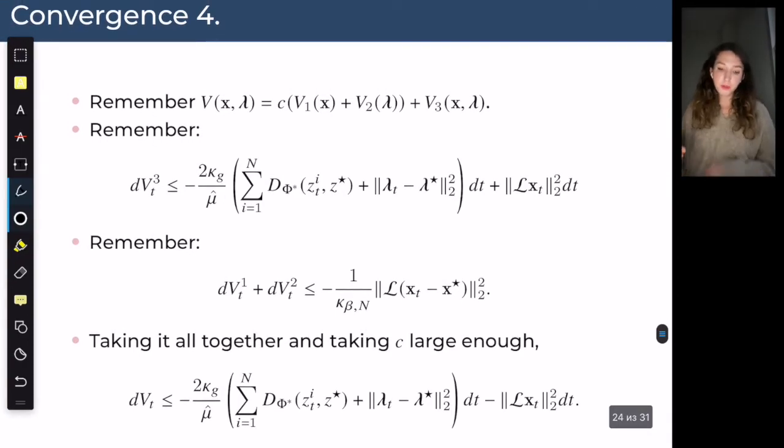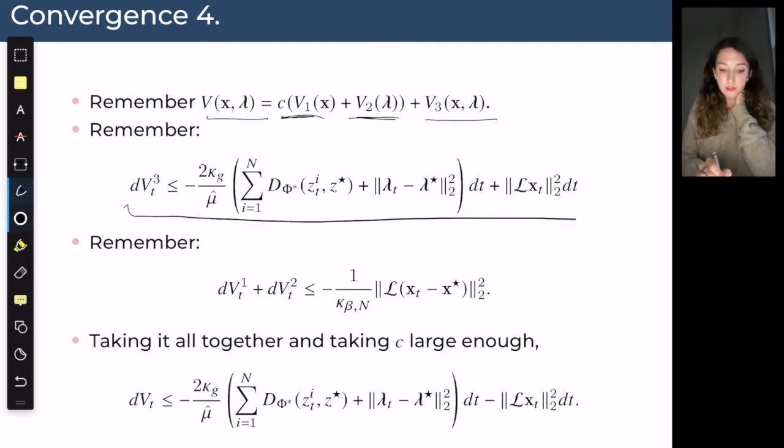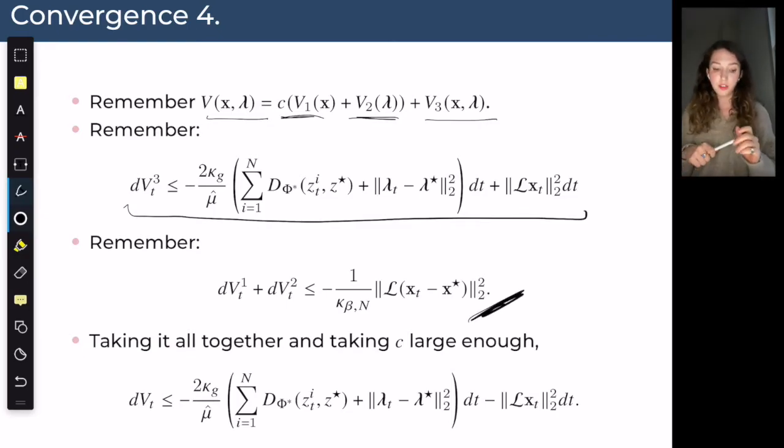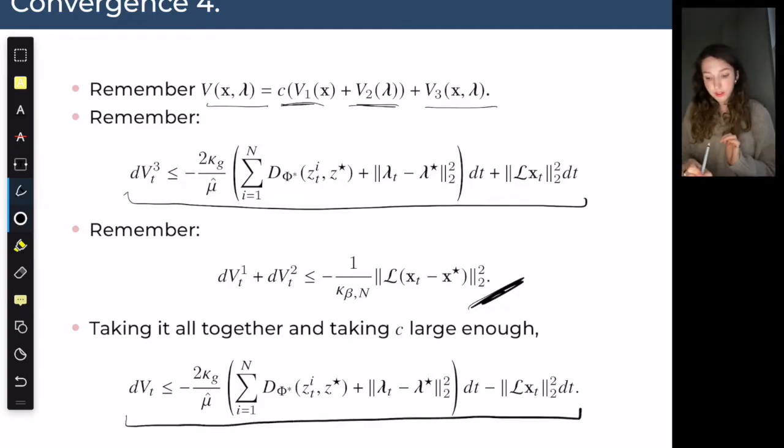Now we want to take it all together. So remember that V was C times lambda 1, C times lambda 2 plus V3. And remember that we had this bound that we just derived on the previous page for dV_t3. And remember that we had already derived that dV_t1 plus dV_t2 was smaller than this. Adding this all up together, we are left with this bound on our V_t.